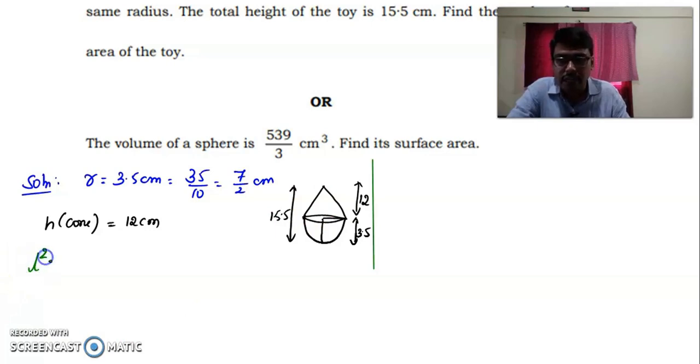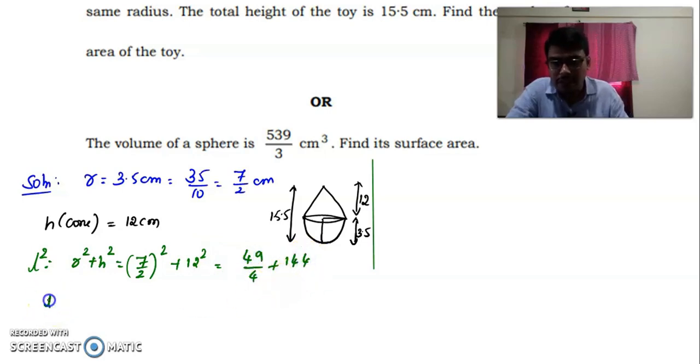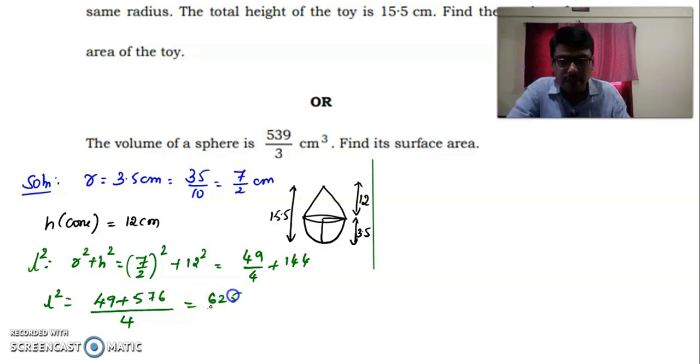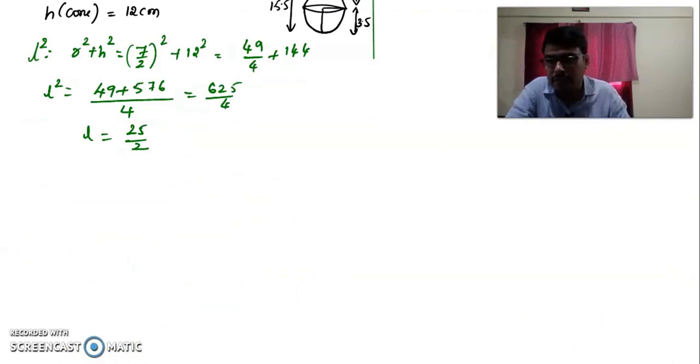To find out the curved surface area of the cone, I need to find out the slant height. So what is l? l square is equal to r square plus h square. Right? So l square, r square is (7 by 2) whole square plus 12 square. So that is 49 by 4 plus 144. On simplification, 49 plus 144 into 4 is 576, divided by 4, it is nothing but 625 by 4. So l is equal to 25 by 2. I am going to get this for this particular problem. After getting the value of l, I can find out TSA.